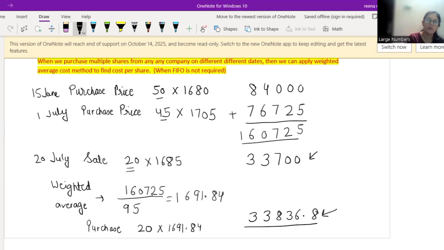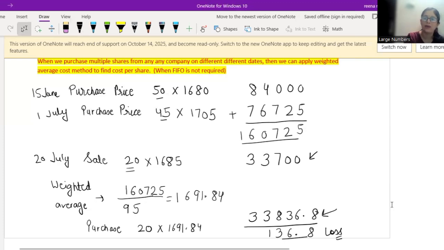Now we can calculate how much loss we have suffered. So we have to subtract 33,700 and 33,836. So 136 rupees and 8 paisa. This is the loss we suffered when we sold 20 shares of Infosys company. So likewise, you can calculate the profit earned or loss suffered when you are making multiple purchases of shares from a company.